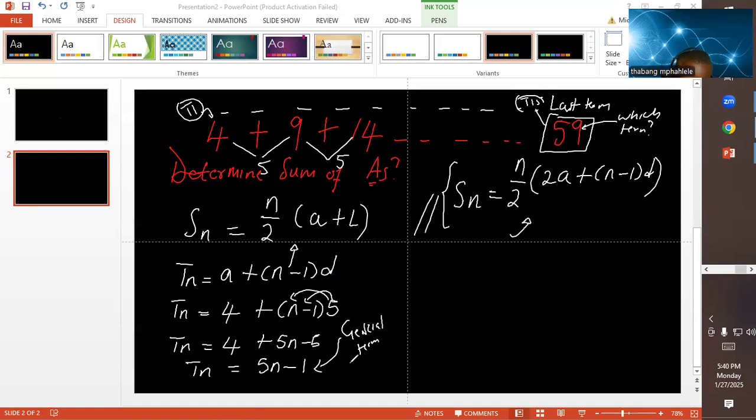I can use this general term to identify the position of the value 59. I can know which term is the value 59. So I'm going to use this general term, Tn equals 5n minus 1. I'm looking for the position, I'm looking for n. This Tn, I'm going to substitute with 59.